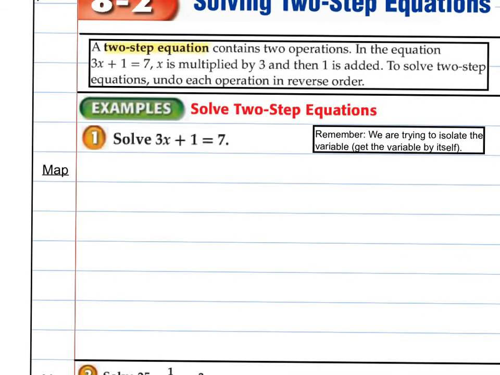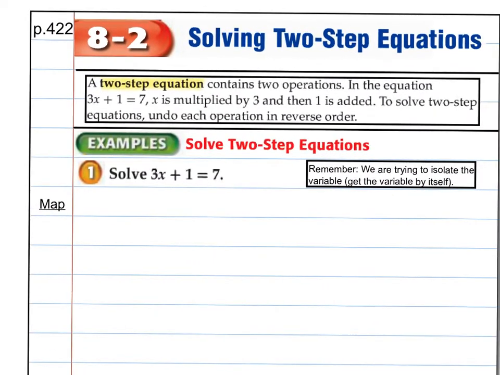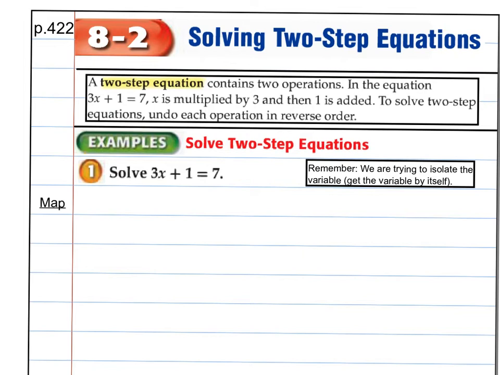Alright, so two-step equations. A two-step equation contains two operations, hence the word two-step equation. There's two steps. So, in the equation 3x plus 1 equals 7, what you think about is what's happening to x to get to the end result. So we ended at 7. x was multiplied by 3, then 1 was added. And you ended at 7.